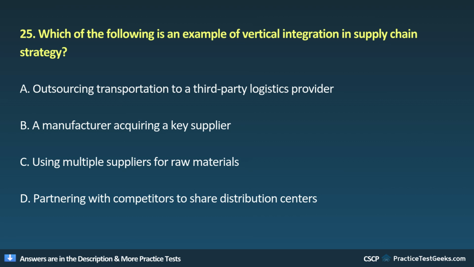25. Which of the following is an example of vertical integration in supply chain strategy? A. Outsourcing transportation to a third-party logistics provider. B. A manufacturer acquiring a key supplier. C. Using multiple suppliers for raw materials. D. Partnering with competitors to share distribution centers.